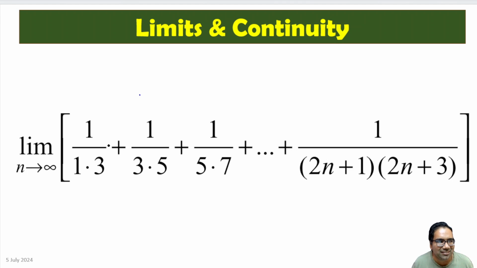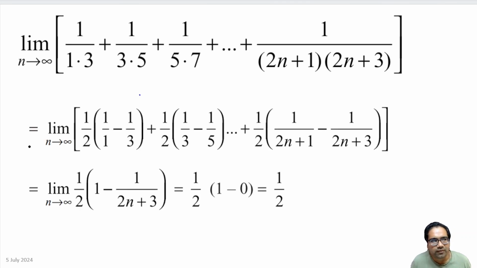Right, telescoping series, each term can be written as difference of two terms which are consecutive terms. For example, like this. So where the consecutive terms cancel out each other. So for example, 1 by 1 into 3, this we can write as 1 by 1 minus 1 by 3, because 3 minus 1 is 2, we can write it as half of this. Right, half of this is actually 1 by 1 into 3.